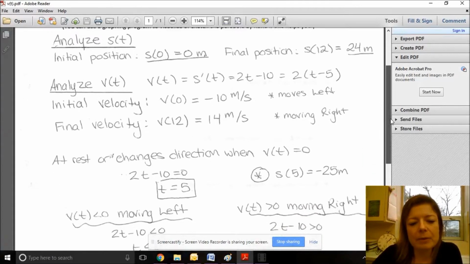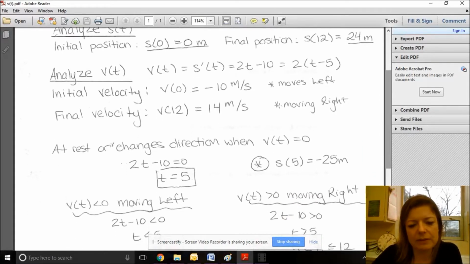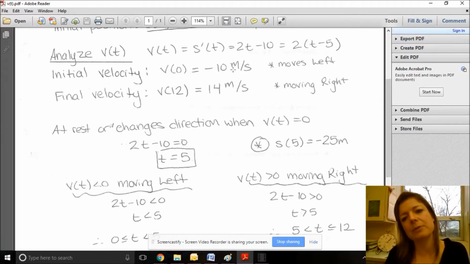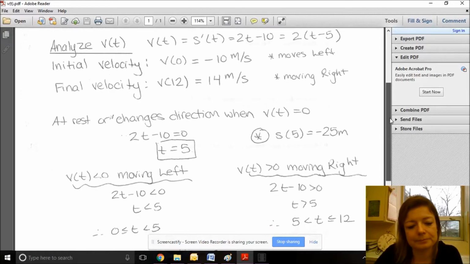Okay, now we wanted to check out the velocity. So we find the velocity function, which is just the first derivative of the position function. And you'll see I have it in its unfactored and factored form. Okay, we find the initial velocity. So right at the beginning, the velocity is negative 10 meters per second, which means it's moving to the left initially. And at the end, we're at 14 meters per second, which means it's moving right at that time.